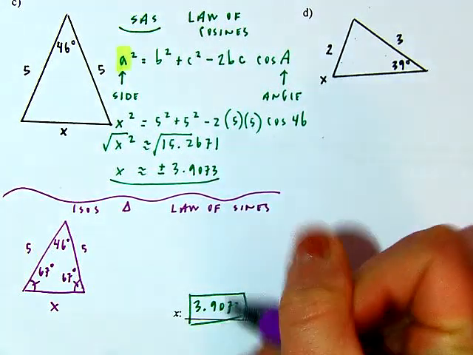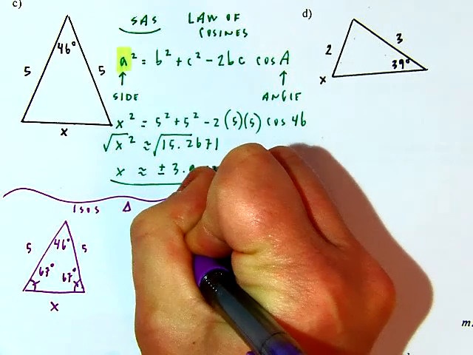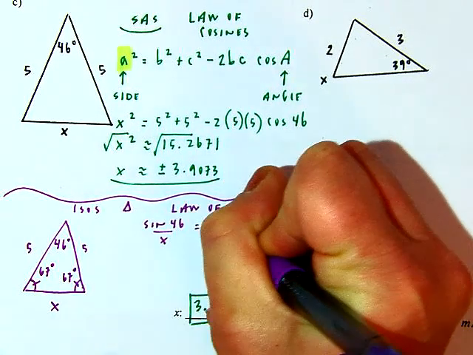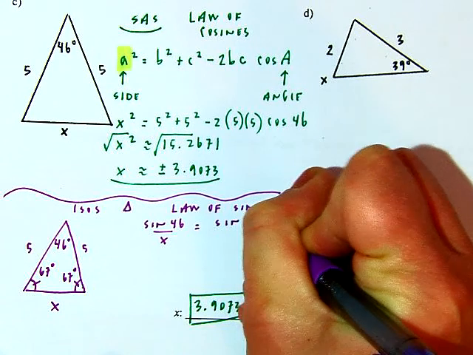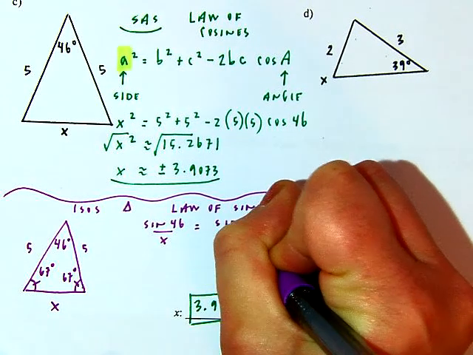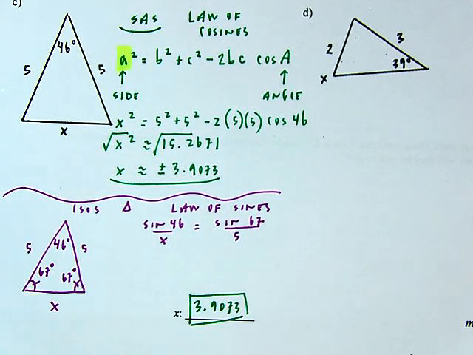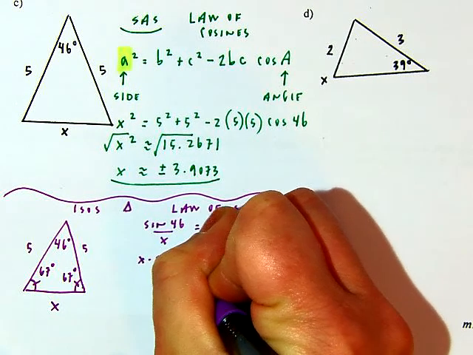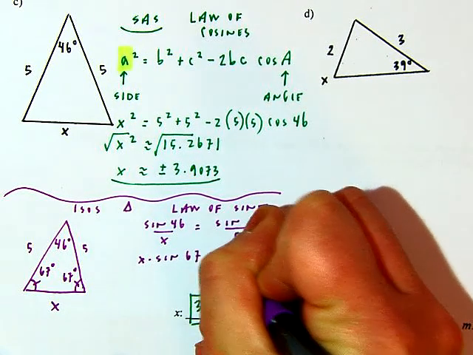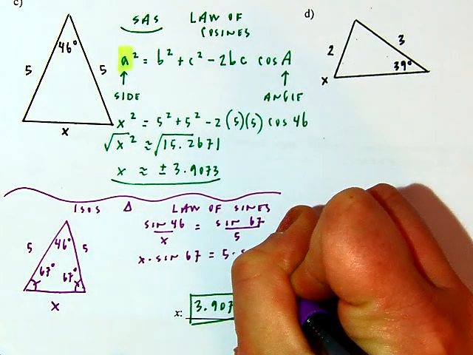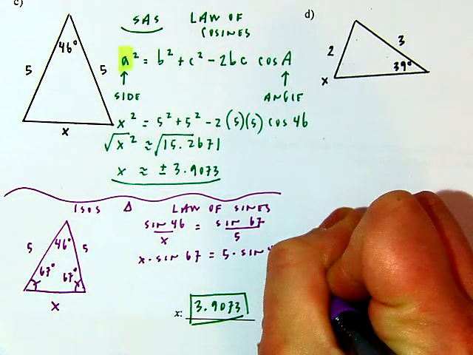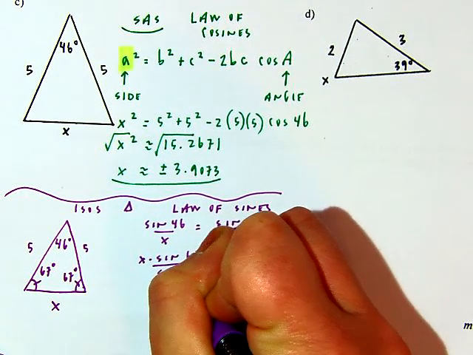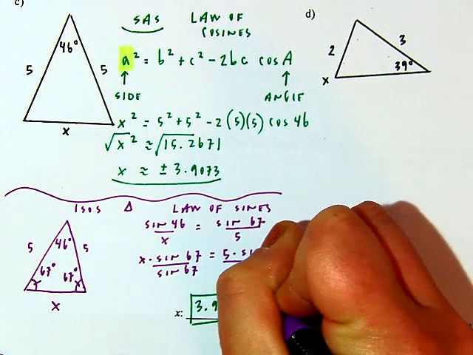And if I did it that way, I could say that sine 46 is to x, just as sine 67 is to 5. Okay, cross multiply from here. So x times sine 67 equals 5 times sine 46. And then I'm just dividing each side by the sine 67.